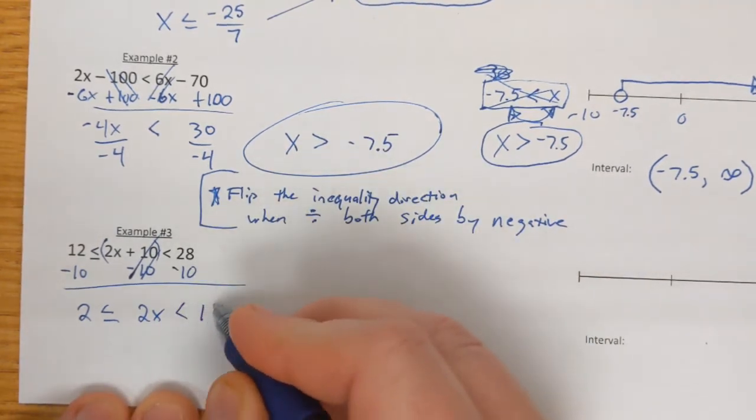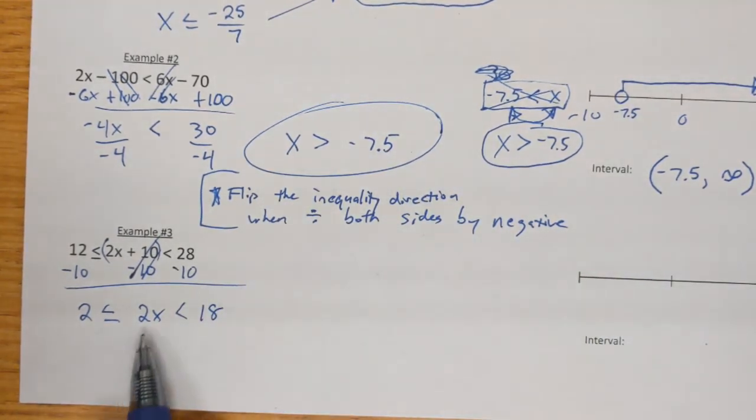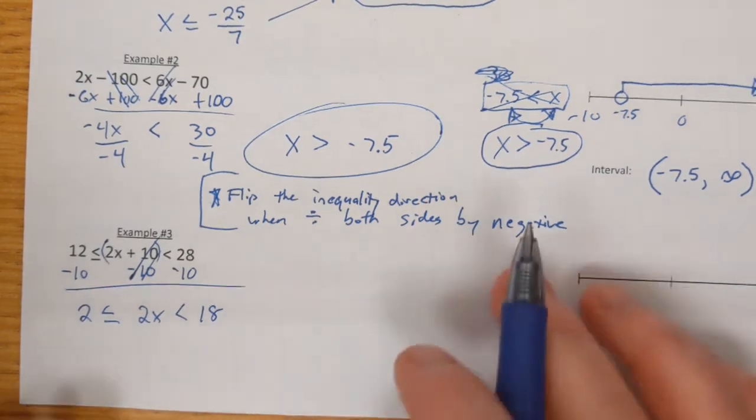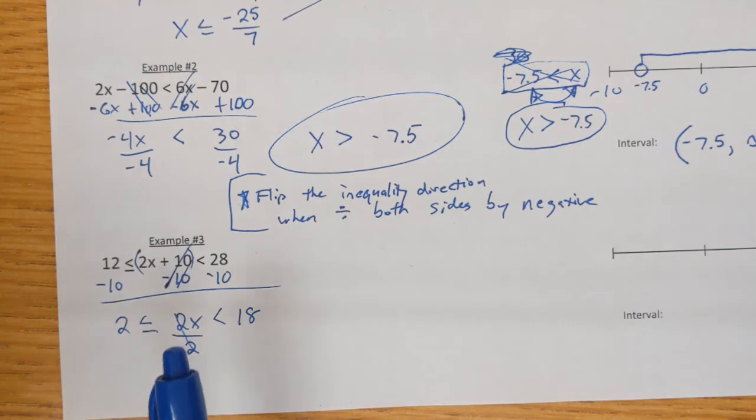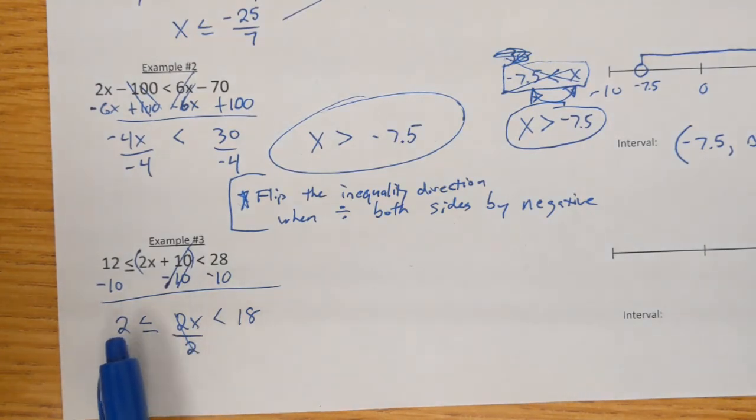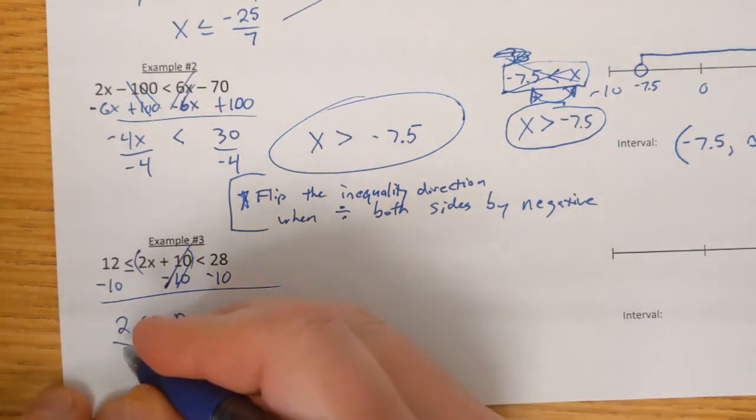28 minus 10 is 18. Now I also need to get rid of this 2. My x here has a coefficient of 2. I know I need to divide this 2 away, but the question is, where do I divide the 2 from? Do I divide it from the left or from the right? And the answer is you do it from both.